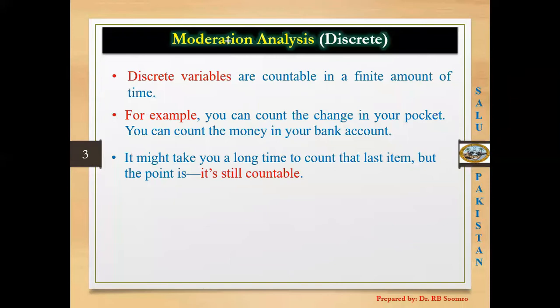Now you remember continuous variable, this is a discrete variable. Discrete variables are basically countable, a finite amount of the time, like the change in your pocket or the money in your bank account. There may be hundreds of dollars in your bank account, but again, these are countable. It may take much more time to count all these months, but again, it is countable.